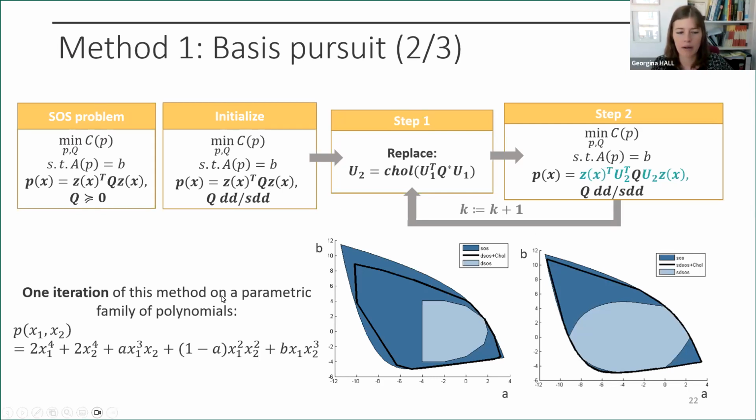We're back to our parametric family of polynomials that you see here. This is the set of A's and B's for which this polynomial is a sum of squares. This is the set of A's and B's such that this polynomial is a DSOS polynomial. And this is just one iteration of this Cholesky method. You can see how much it grows that set in just one iteration. It's even more noticeable with SDSOS, where one iteration of this process, just allowing yourself one extra step, more or less enables you to recover the set of sums of squares polynomials.